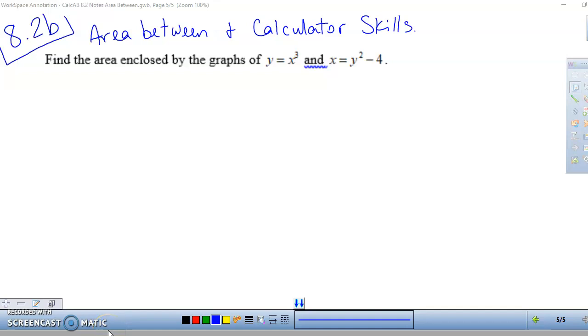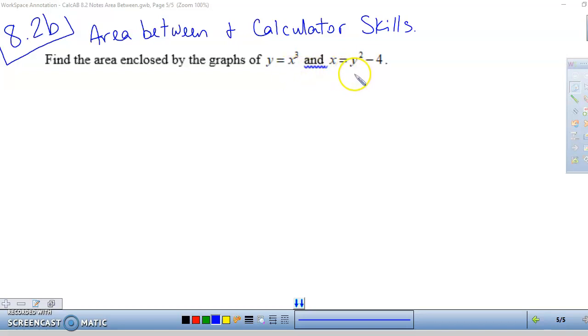Hello. I'm going to go through a harder version of the area between problems and review over those calculator skills that are super helpful for these types of problems. So if you look at this particular example we didn't get to in class, you have y equals x to the third, and then you have a function that's a function of y instead of a function of x. So you're going to have to solve one of those for the other variable in order to do this.